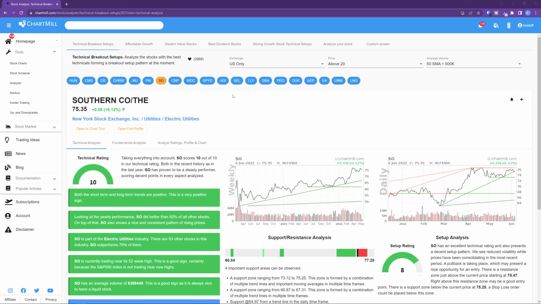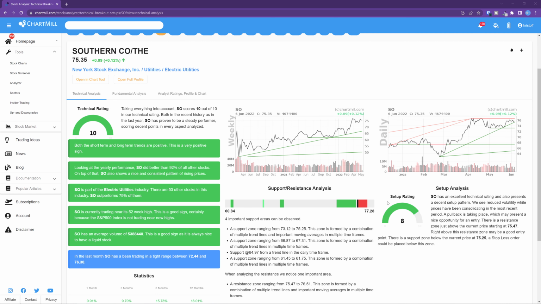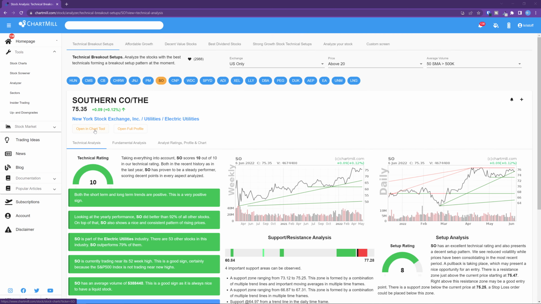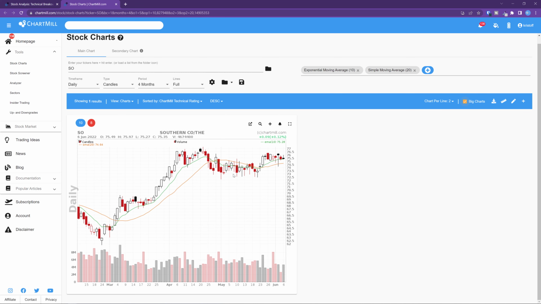Next one is the Southern Company, ticker SO, electric utilities, and listed on the New York Stock Exchange. Technical rating 10 out of 10 and a setup rating of 8 out of 10. And again, I'm going to open this one in the chart tool. So right click and open link in new tab. And again, you see the default, the daily chart.